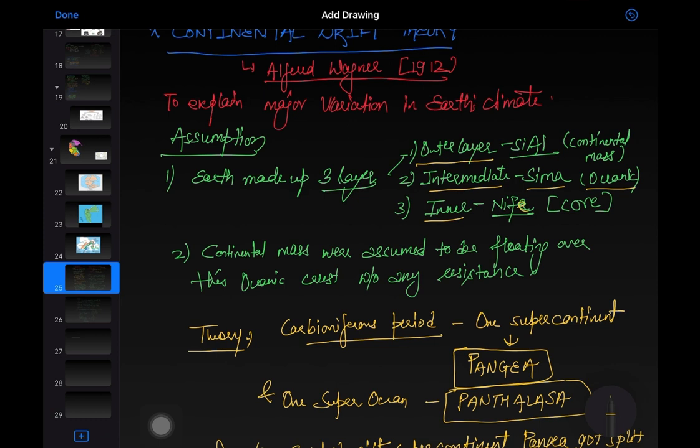The second assumption of Wegener is that this continental mass is floating over the oceanic crust, and without any resistance, it is floating. These are the two assumptions put forward by Wegener.